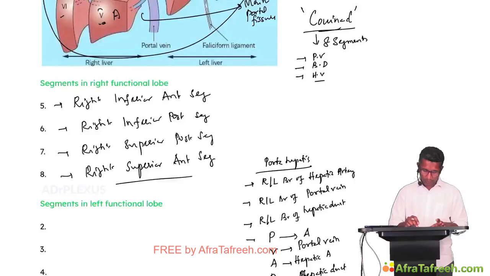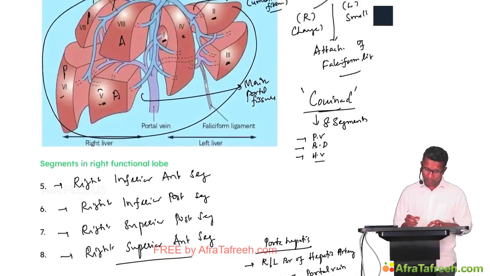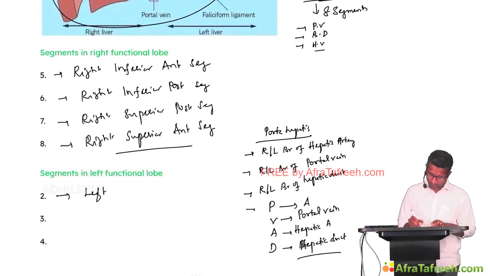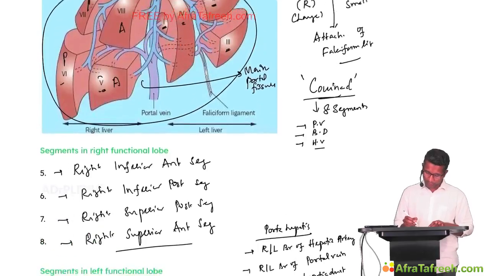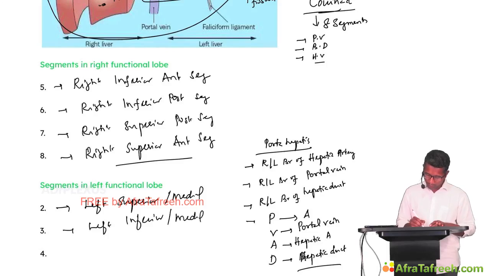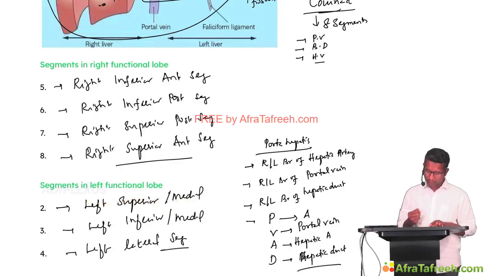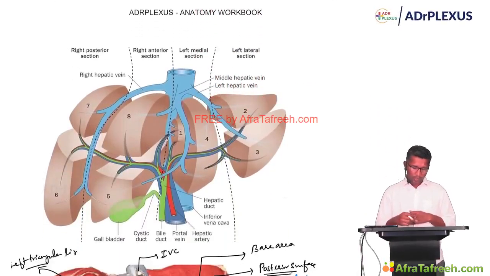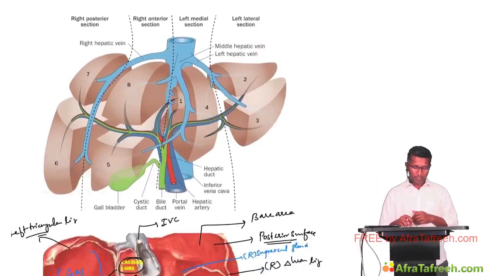If you see the second lobe here, the second lobe is called the left superior, and this is called the left inferior. So this is left superior medial segment and this is left inferior medial segment, and the 4th is called the left lateral segment. So these are all the functional segments of the liver. This is about the classification by Couinaud, and this is about the liver.